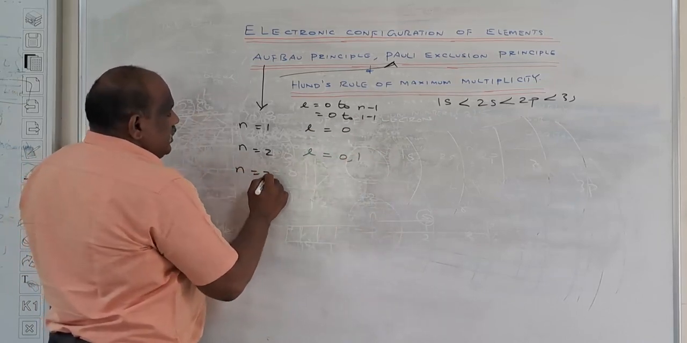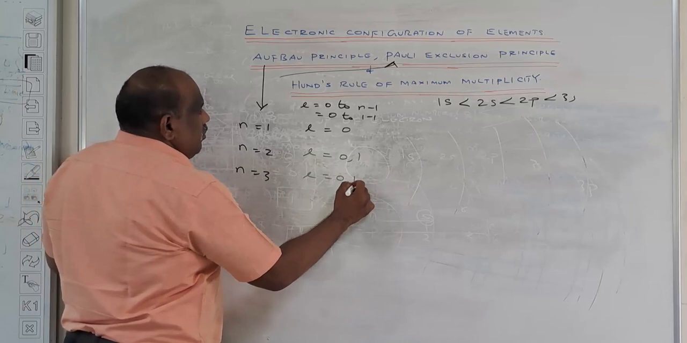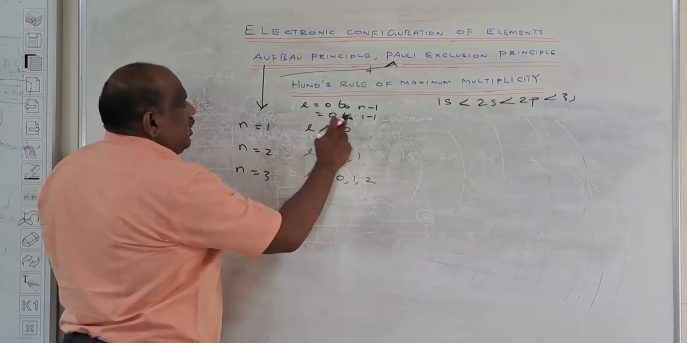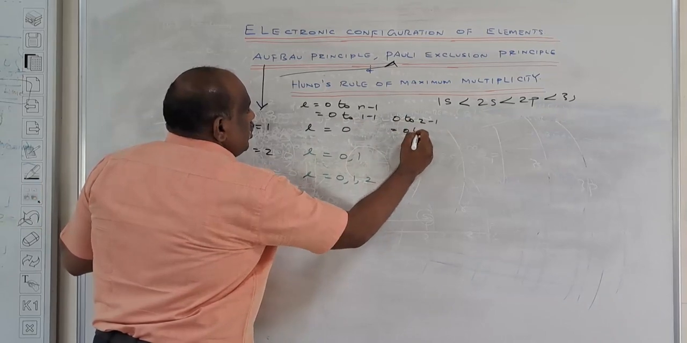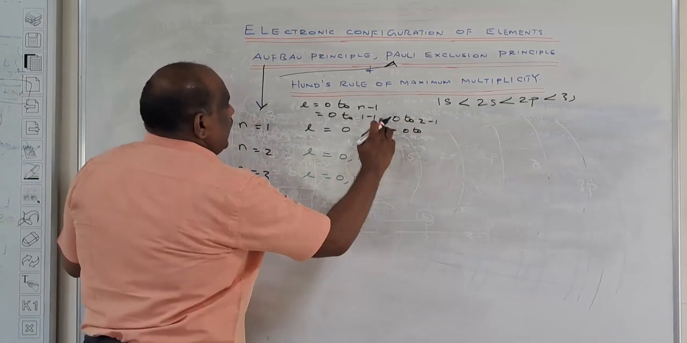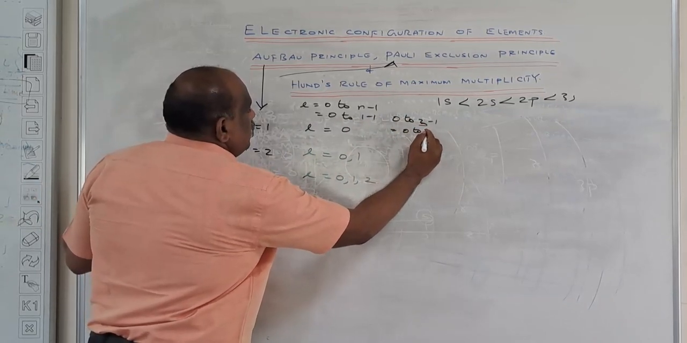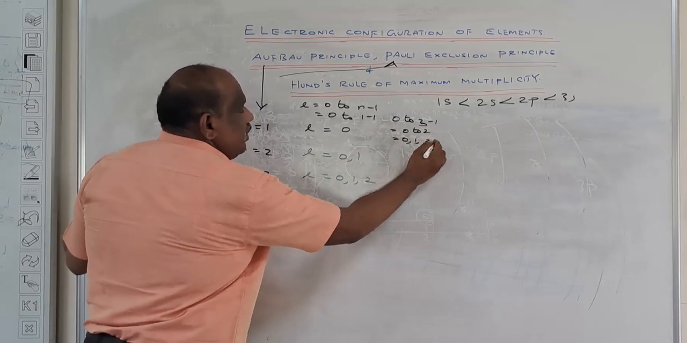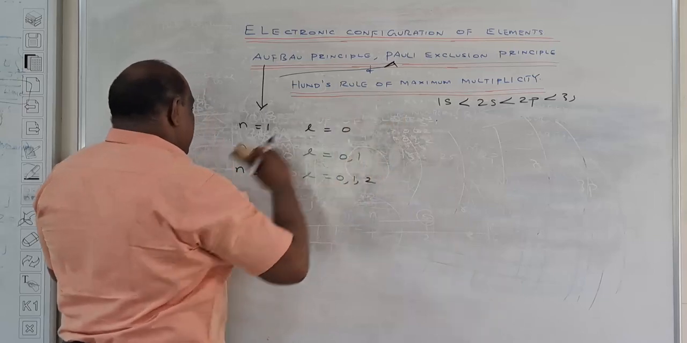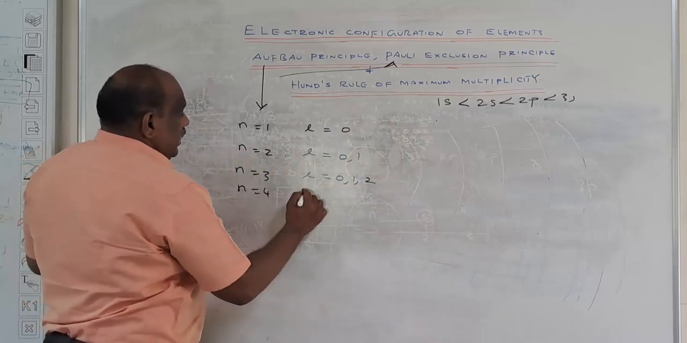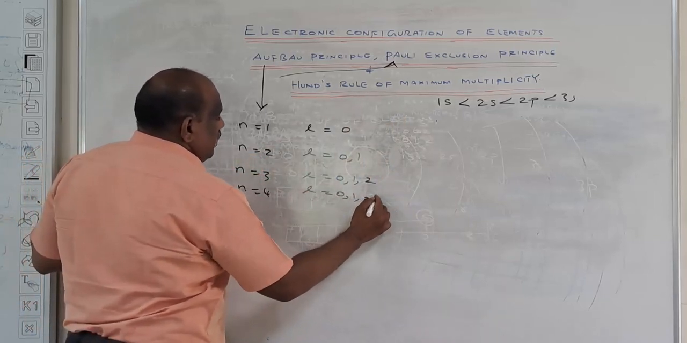When n equal to 3, what will l be? 0 comma 1 comma 2. Because you put the value of n as 3 here, so 0 to 3 minus 1, so it is 0 to 2, nothing but 0 comma 1 comma 2. Like this, when n equal to 4, l will be equal to 0 comma 1 comma 2 comma 3.